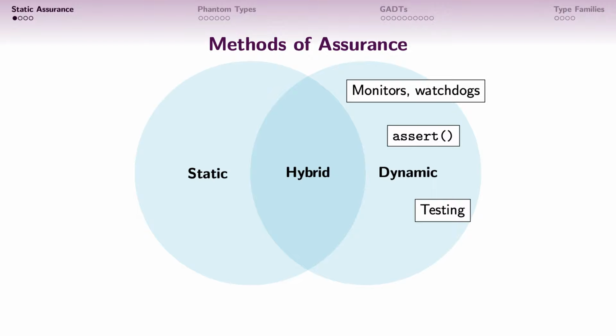A static method, on the other hand, is a method of assurance that allows us to detect faults without running the program. So under static methods, we have the most common method being types, and we'll talk in this lecture about how we can use types to our advantage to ensure properties about our program. But we've already done this to a limited extent already in the course. For example, when we used new types to ensure that certain invariants were maintained. When we constructed a data type, our data invariants were maintained.